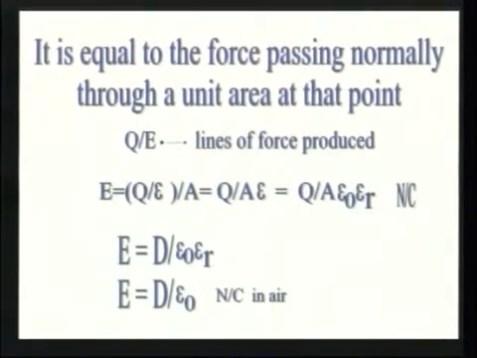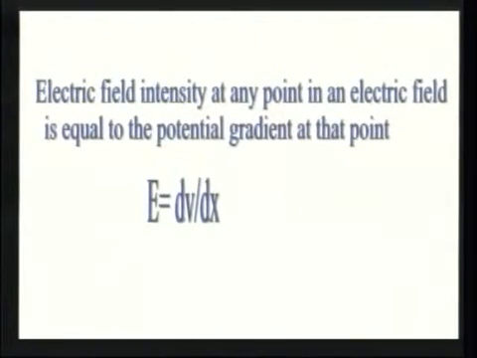E equals Q by epsilon by A, that equals Q by A epsilon naught epsilon r newtons per coulomb. E equals D by epsilon naught epsilon r. E equals D by epsilon naught newtons per coulomb in air, where D is the flux density. Electric field intensity at any point in an electric field is equal to the potential gradient at that point. E equals dV by dx.